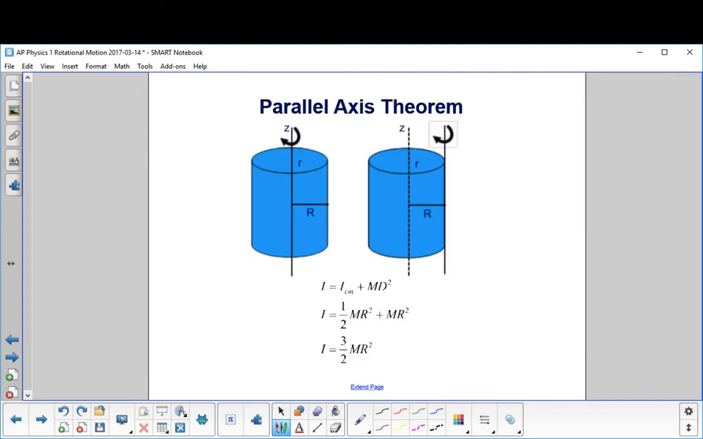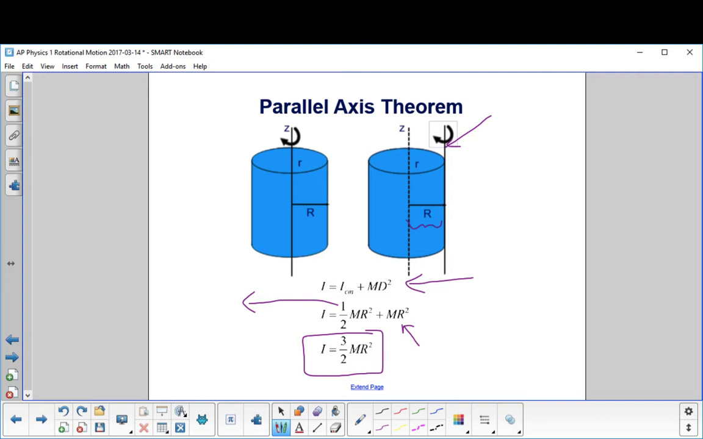And here we go. Here's the parallel axis theorem. Here's the moment of inertia about the center of mass. And how far away is the new axis, this one here, from the center of mass axis? Well, r. So it's just m big R squared. You add the two and you get 3/2 mr squared.